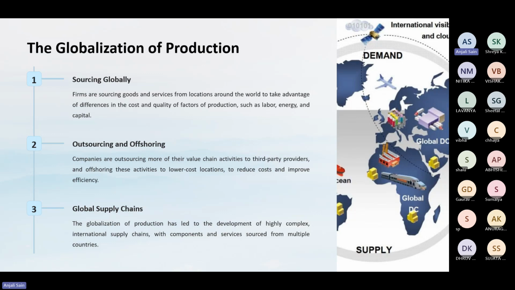Then third one is global supply chain. Globalization of production has led to the development of highly complex international supply chains with components and services sourced from multiple countries. Globalization की वजह से क्या हो गया? There are now global supply chains, क्योंकि my firm is not restricted to my country only. Now I am trading in other countries also, in the foreign countries. Because of this, now my supply chain is not restricted to my domestic market. Now my supply chain is open for the international market also.